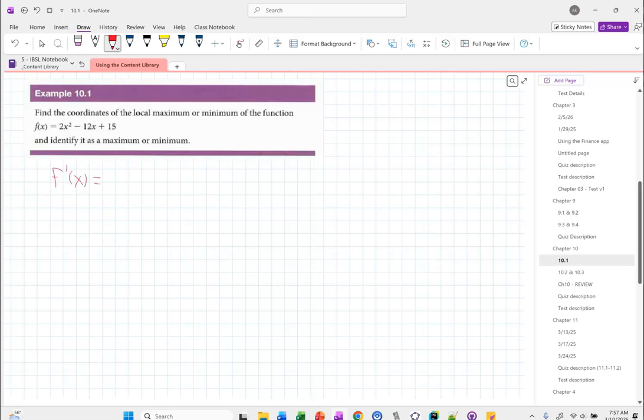So what is the derivative of 2x squared minus 12x plus 15? You just turned in a take-home quiz on this topic. You should be able to do this quickly in your head. 4x minus 12. 4x minus 12. Any questions as to how we did that? Okay.